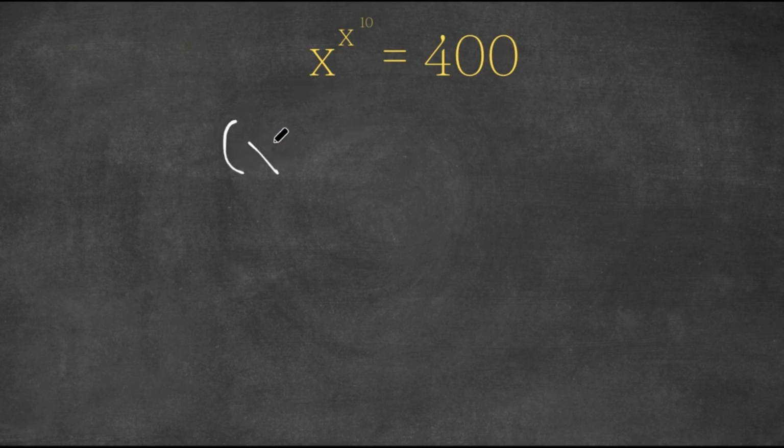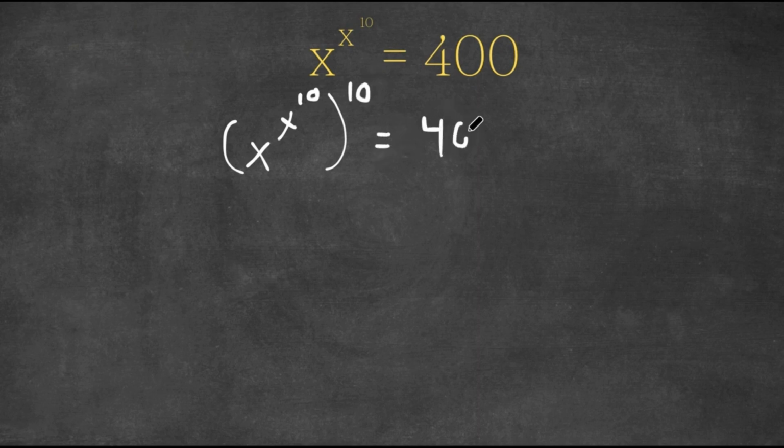So now we have x to the power of x to the power of 10 to the power of 10, and now this is equal to 400 to the power of 10.